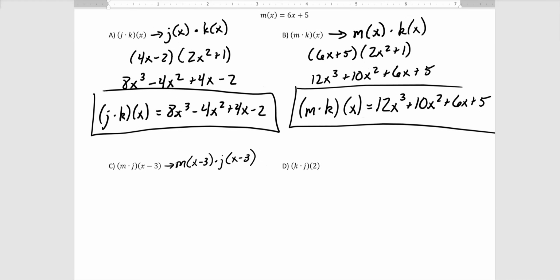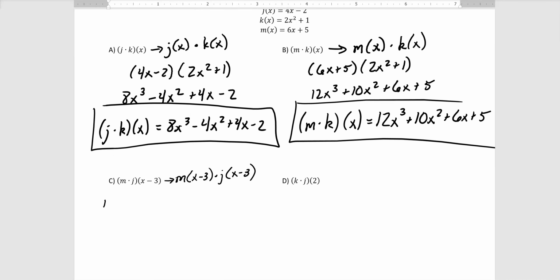So m of x minus 3 equals 6 times x minus 3 plus 5. All right, so that's 6x minus 18 plus 5, and that'll be 6x minus 13. So there's m of x minus 3.